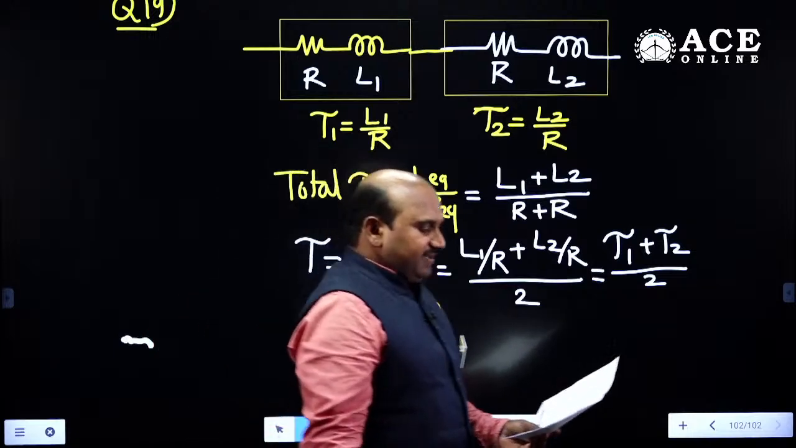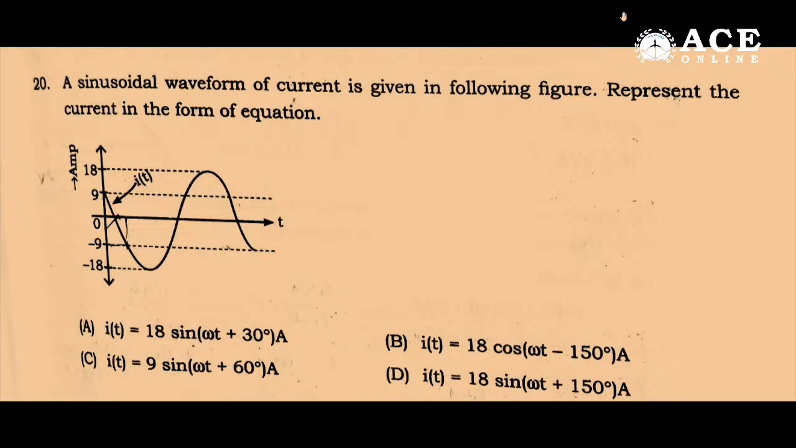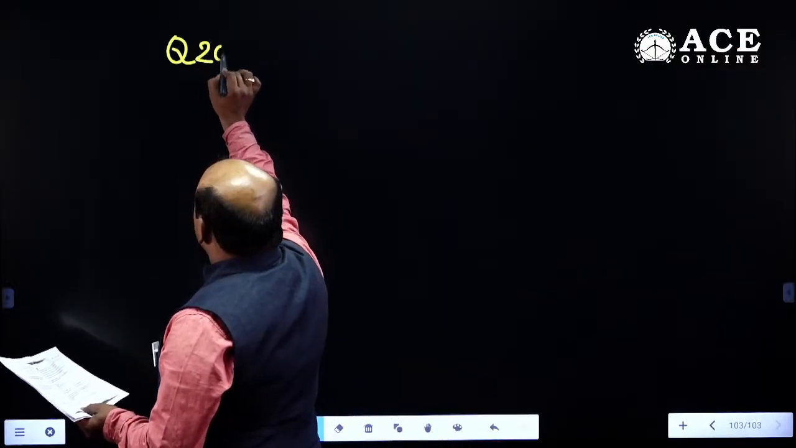Right? Let me take the next question under electrical circuits, question number 20. See the question on the screen. A sinusoidal waveform of a current is given in the following figure. Represent the current in the form of an equation. How do you have to represent the current equation? Four options are given, and the sinusoidal waveform is provided. According to the sinusoidal waveform, see the solution for question number 20.